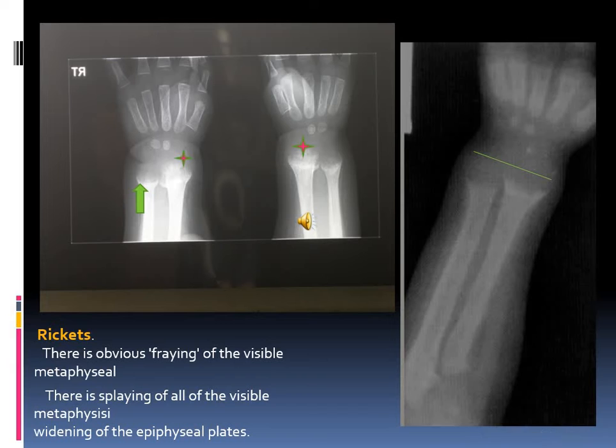Plain X-ray of a child having rickets. One of the most important abnormalities in the bones in children is rickets. We can usually diagnose this on a plain X-ray of the wrist joint or of the knee joints.